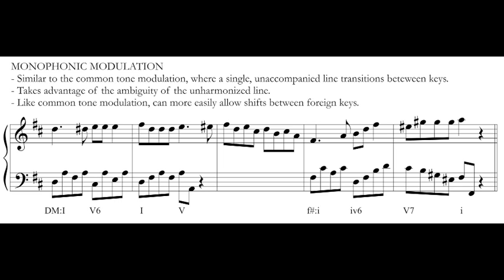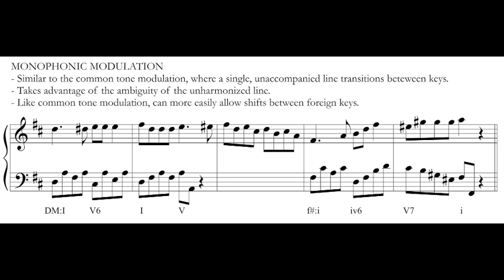The principle behind a monophonic modulation is the same as the principle behind a common tone modulation. We have an unharmonized line, a single unaccompanied line that transitions us between keys. Monophonic modulation will use a more complex line, a moving line, rather than a single tone like our common tone modulation, but the principle is the same.